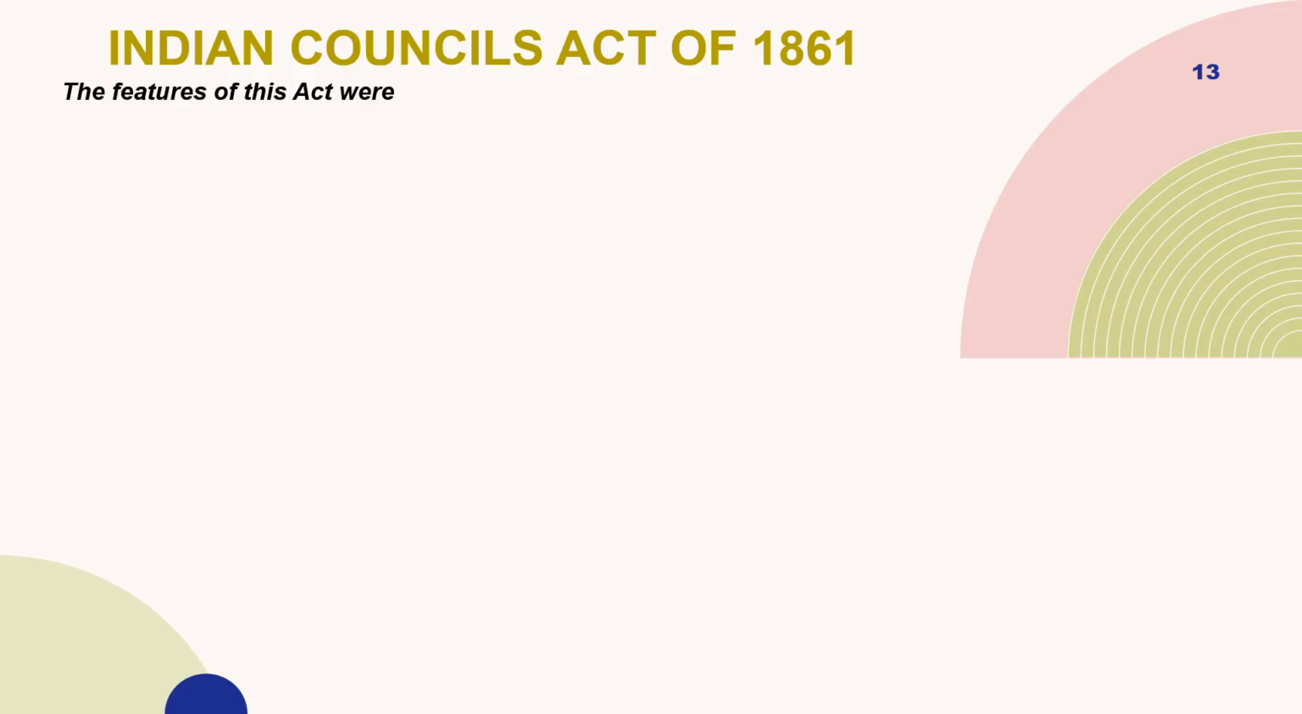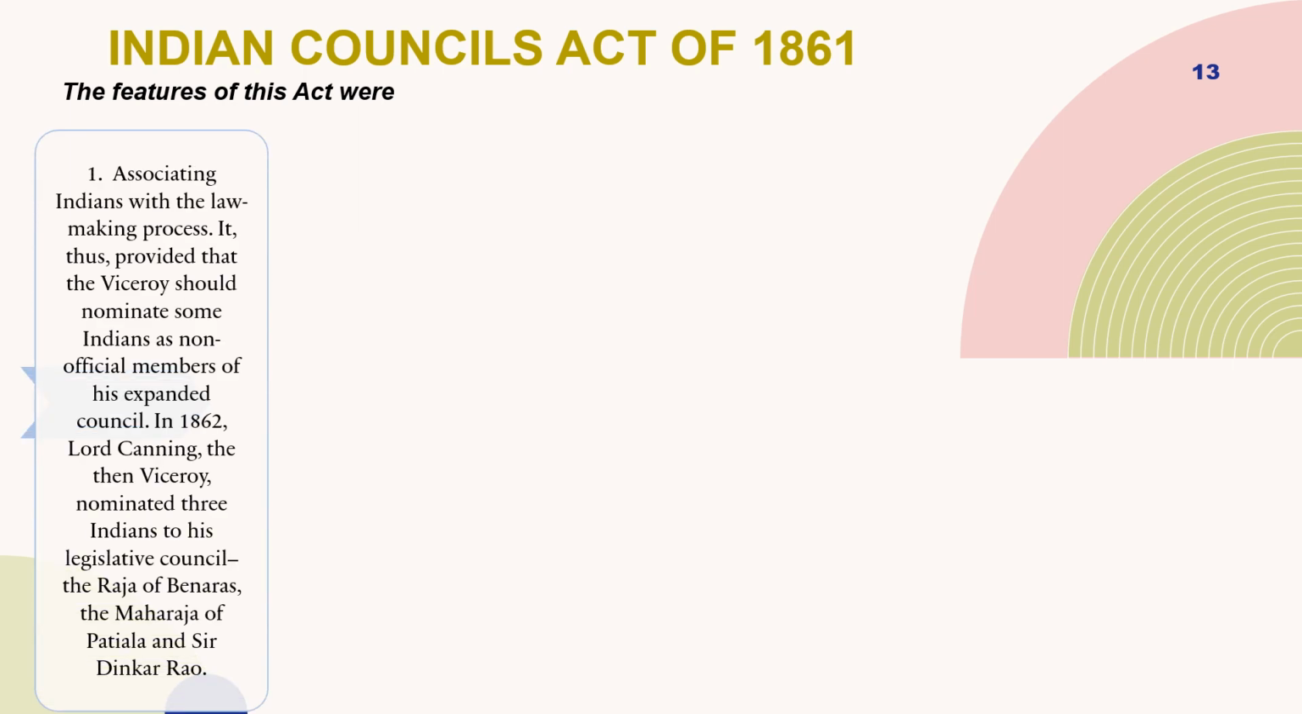Next one is the Indian Councils Act of 1861. This act associated Indians with the lawmaking process, and it provided that the Viceroy can nominate some Indians as non-official members of his expanded council. In 1862, Lord Canning, the then Viceroy, nominated three Indians to his legislative council. They were the Raja of Benares, Maharaja of Patiala, and Sir Dinkar Rao.